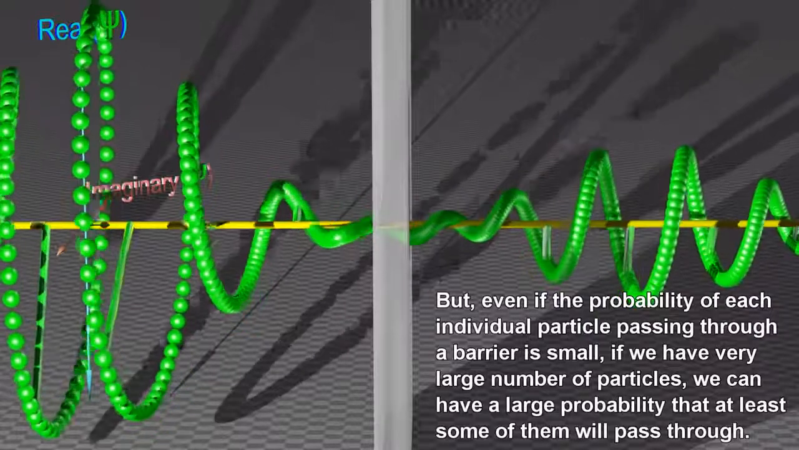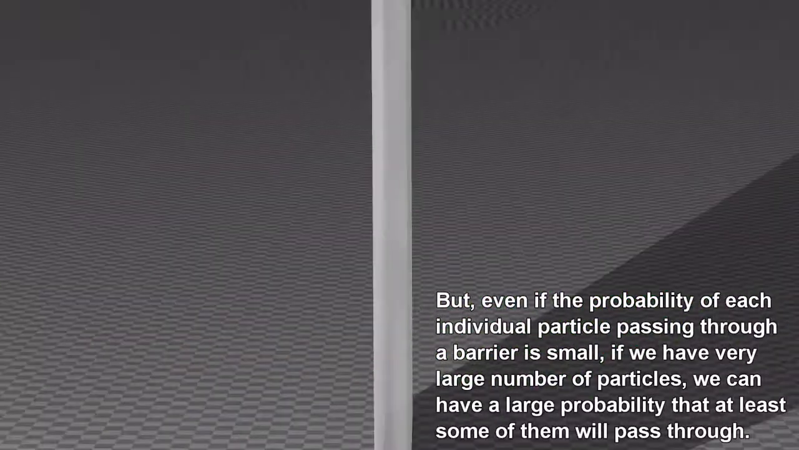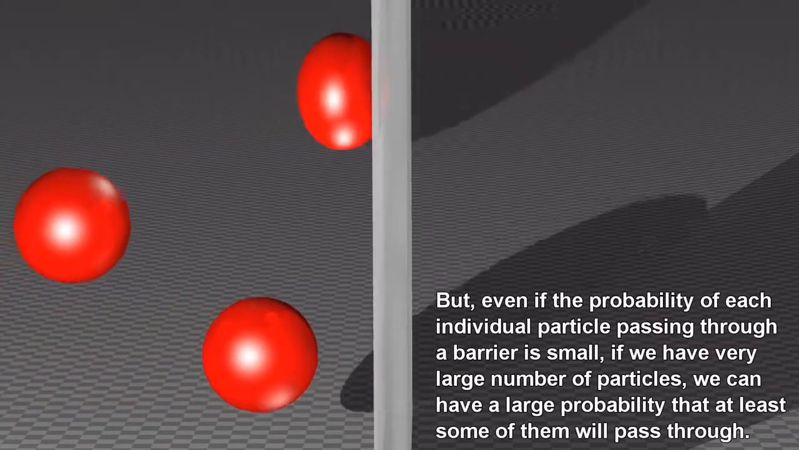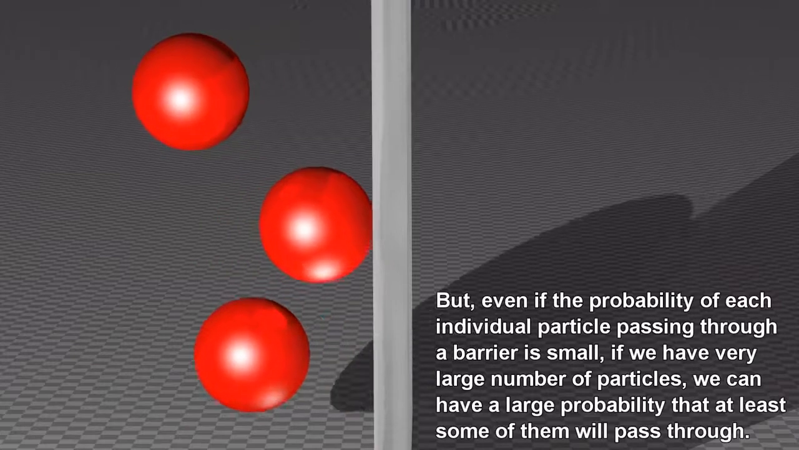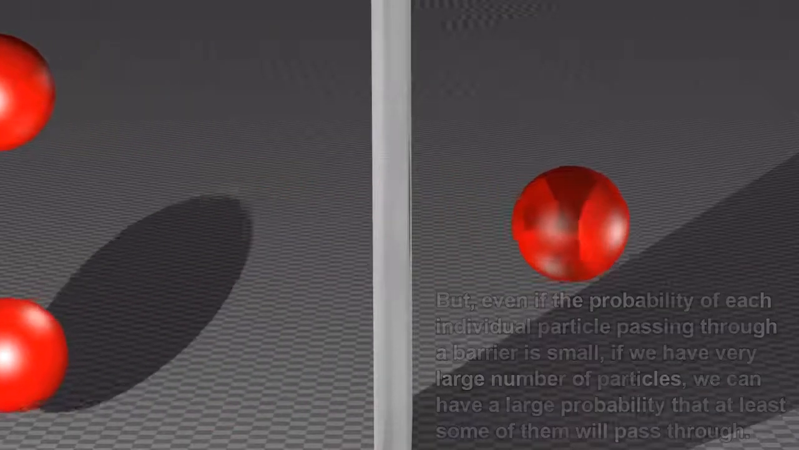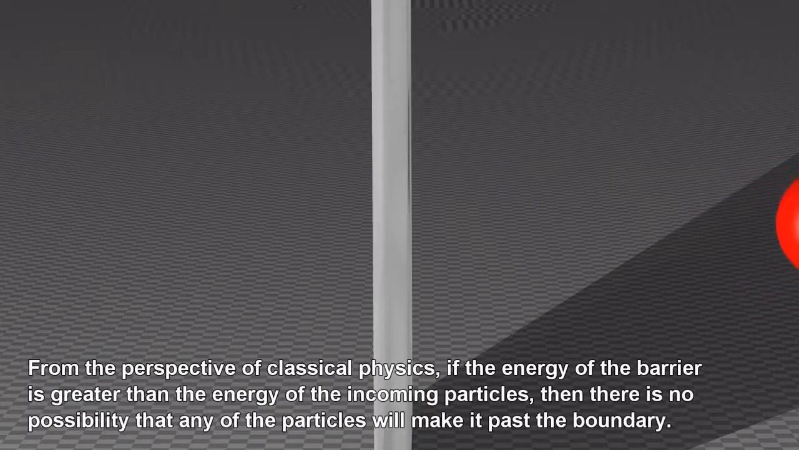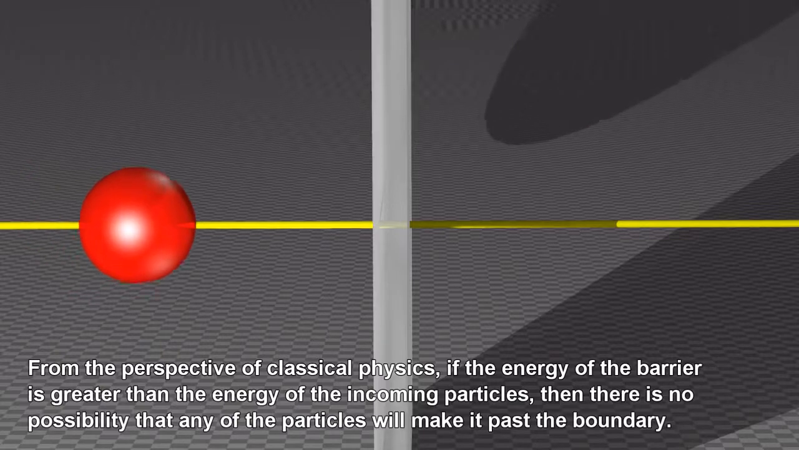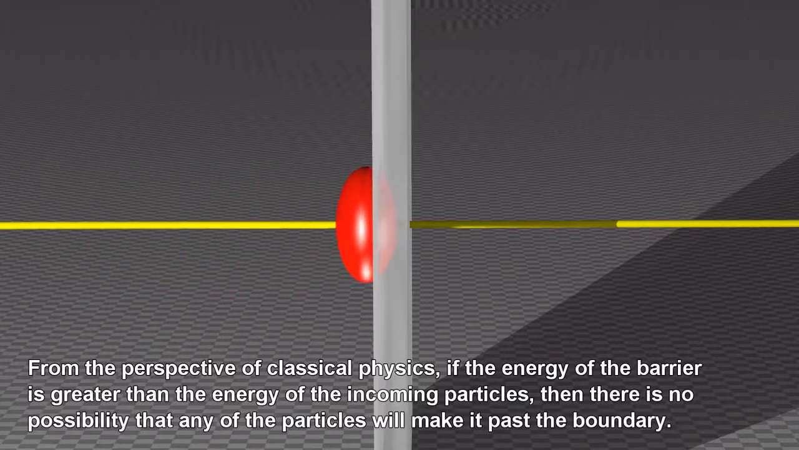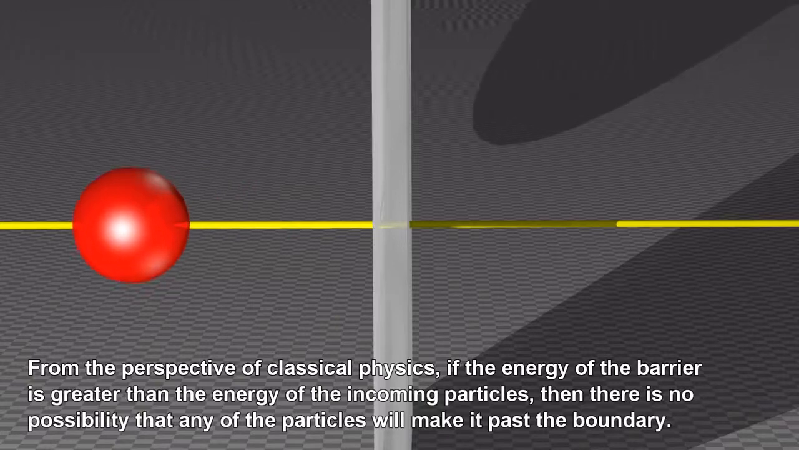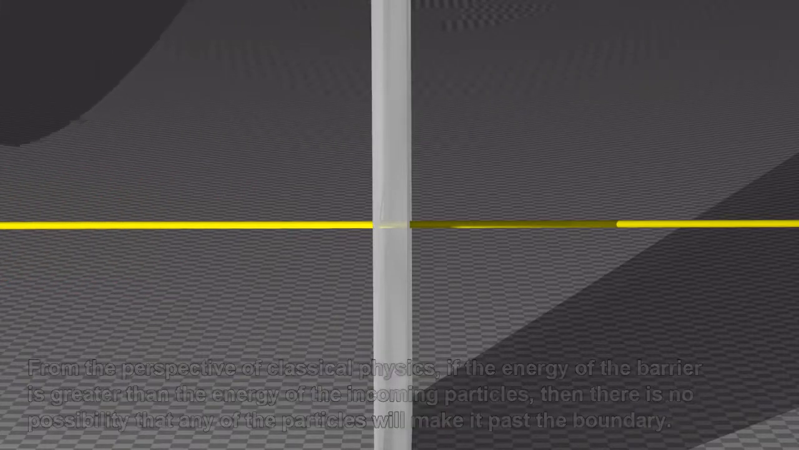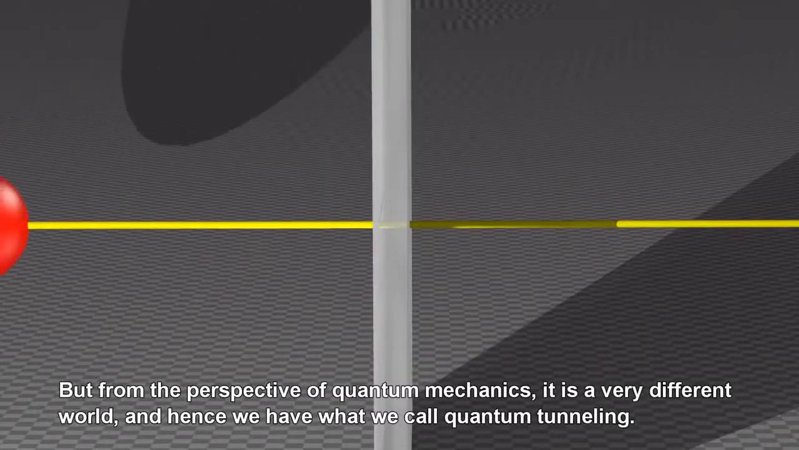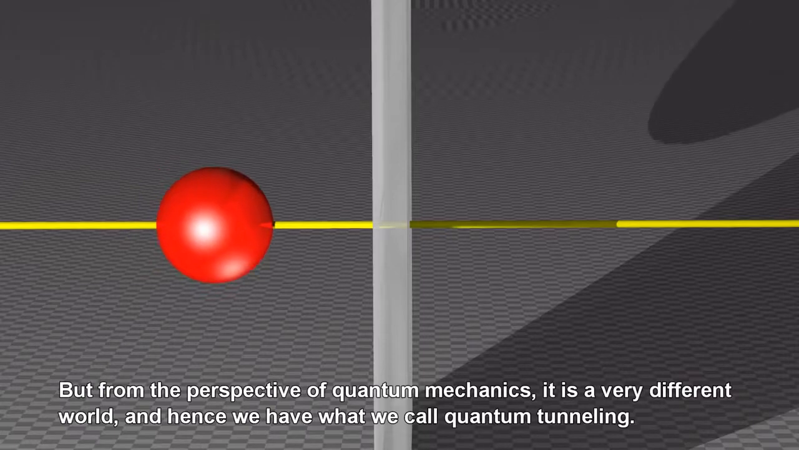But even if the probability of each individual particle passing through a barrier is small, with a large number of particles, there is a high probability that at least some of them will pass through. From the perspective of classical physics, if the energy of the barrier is greater than the energy of the incoming particles, then there is no possibility that any of the particles will make it past the boundary. But from the perspective of quantum mechanics, it is a very different world, and hence we have what we call quantum tunneling.